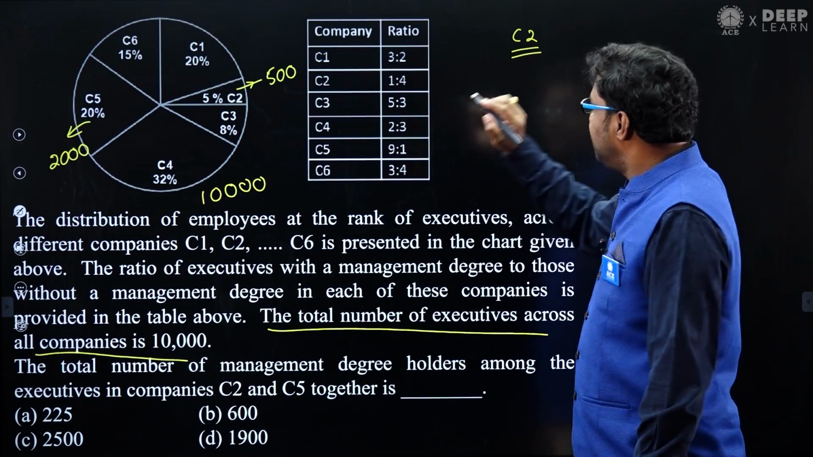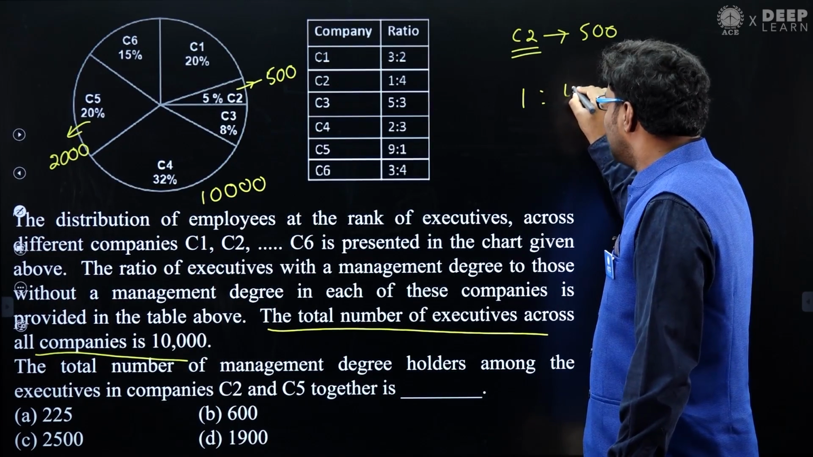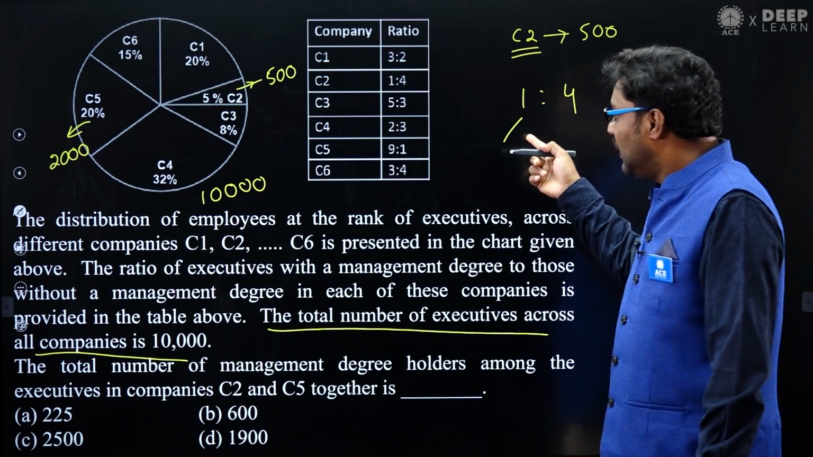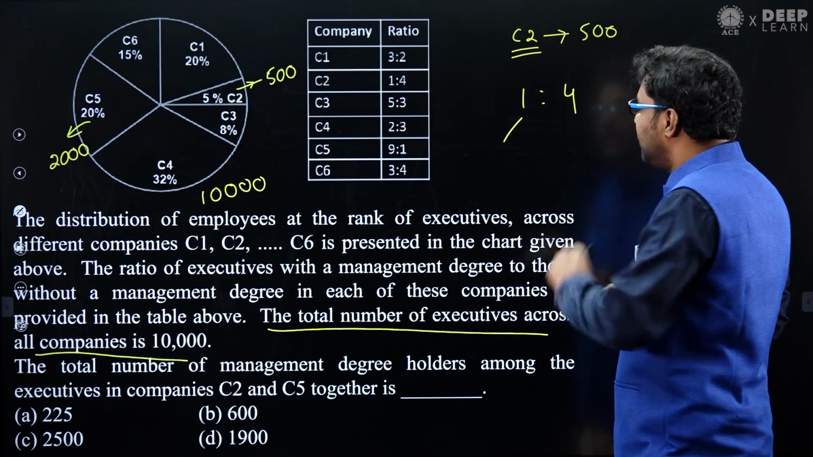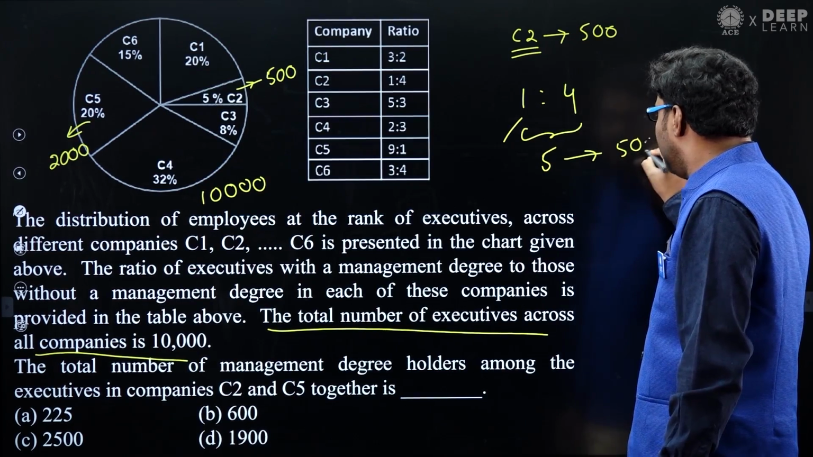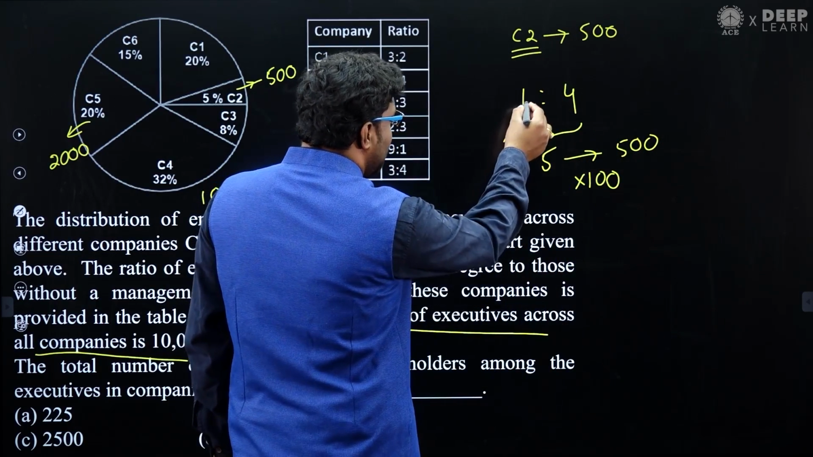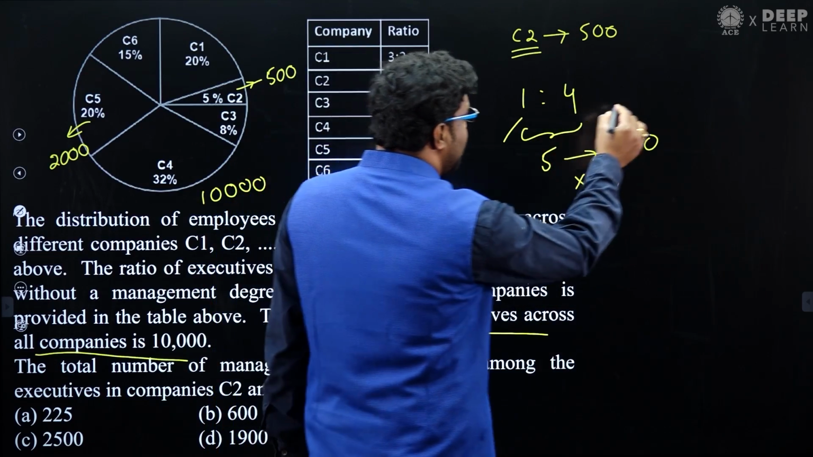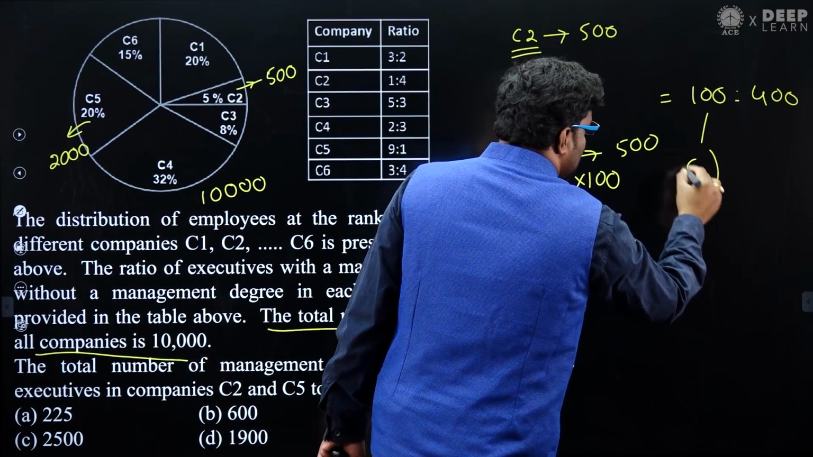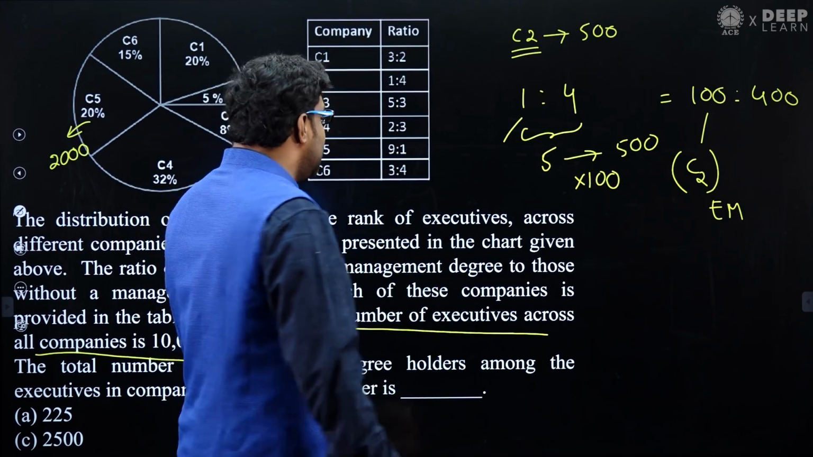Now, in company 2, the total employees are 500, but among that 500, it is divided in the ratio 1:4. So among this, these are the people who have a management degree. First one, how many executives have a management degree, and without that is 1:4. As the total is 500, we know 1 plus 4 is 5. You want 500, so you should multiply with 100. Then the first part is 100 with management degree. How many without management degrees? 400. So 100 and 400. This is company 2. How many executives have a management degree? 100.